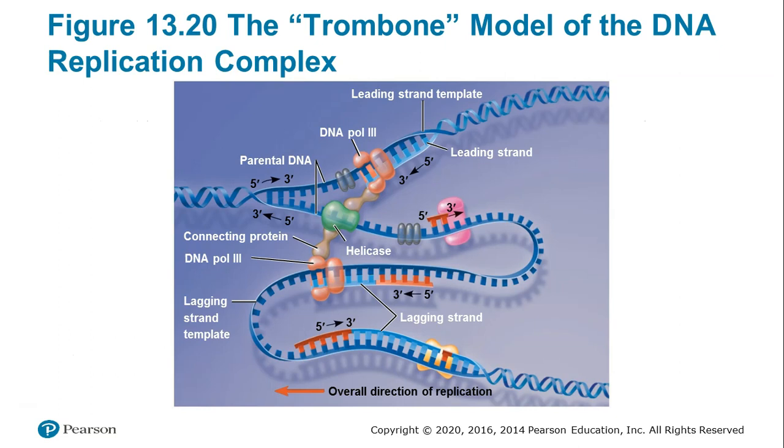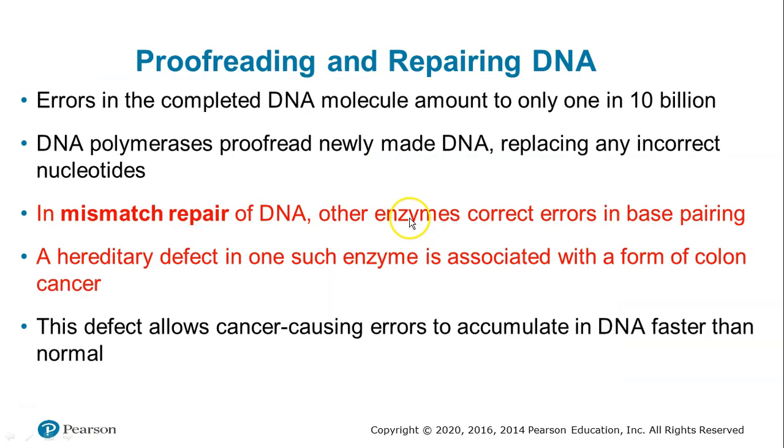And here's just another kind of model that some people think works more like a trombone model, with the lagging strand looping around, which we saw in the video. And there's connecting proteins that help stabilize and let DNA polymerase build in these fragments that it has to with the lagging strand. So errors in the DNA, 1 in 10 billion, which is insane to think about. My goodness, I've made more errors in this 9-minute video than this happens.